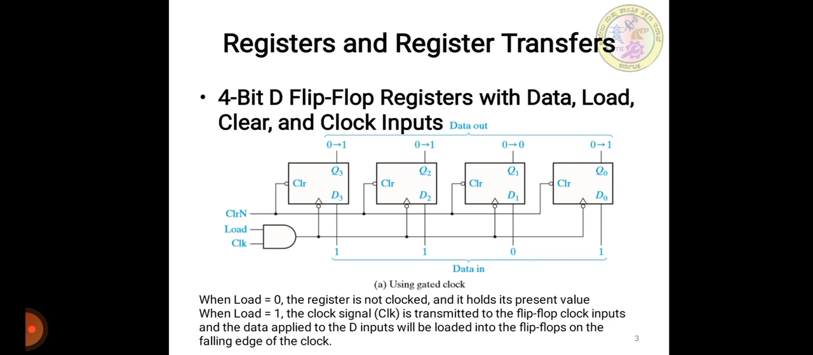The clock signal is taken as the output of your AND gate. For your AND gate, the input signals are the clock and load. When load is equal to 0, or whenever it is disabled, the register is not clocked at all and it holds its present value. But whenever the load is equal to 1, the clock signal is transmitted to the flip-flop clock input, and the data applied to the D input will be loaded into the flip-flop on the falling edge of the clock.